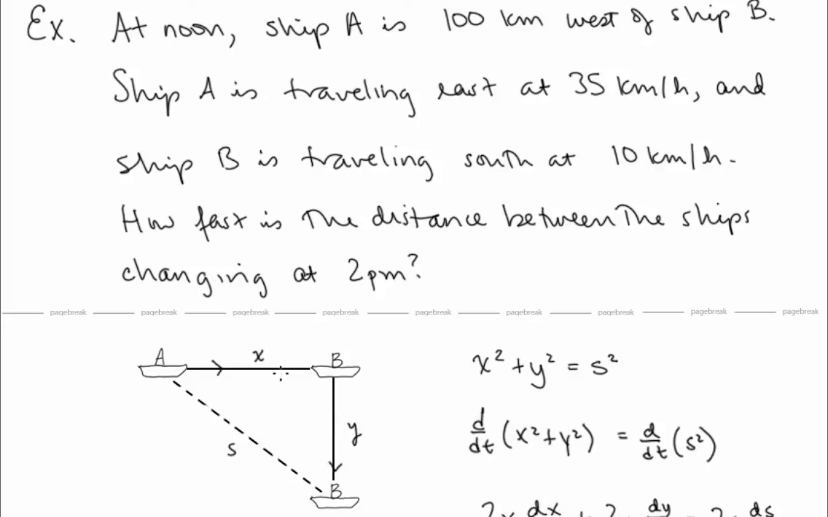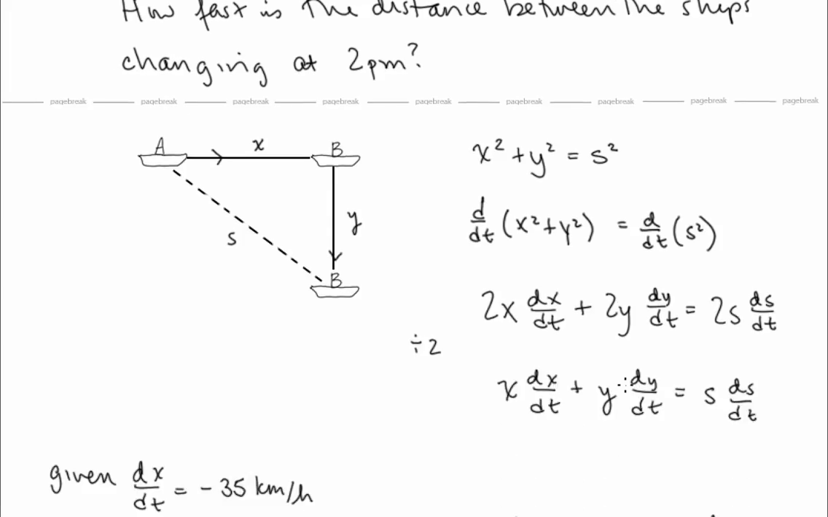So this horizontal distance here, x, we'll call it, that's changing. Also, the distance between B's starting point and B's ending point is changing, so we'll call that distance y. And we're interested in the distance between the two ships, so we'll call that distance s. And so we need a relationship between x, y, and s. And again, we're using the Pythagorean theorem here. We take the derivatives of both sides of the equation with respect to t, and if you want, divide by a factor of 2. So we have x dx/dt plus y dy/dt is equal to s ds/dt.